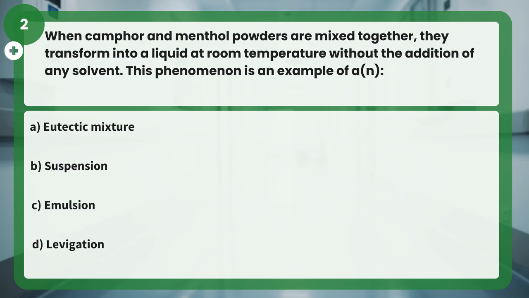Question 2. When camphor and menthol powders are mixed together, they transform into a liquid at room temperature without the addition of any solvent. This phenomenon is an example of A. Eutectic mixture. B. Suspension. C. Emulsion. D. Levigation.